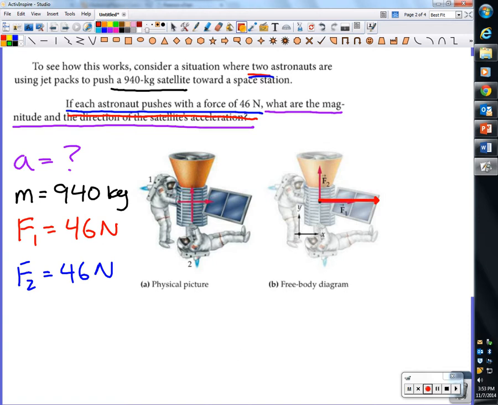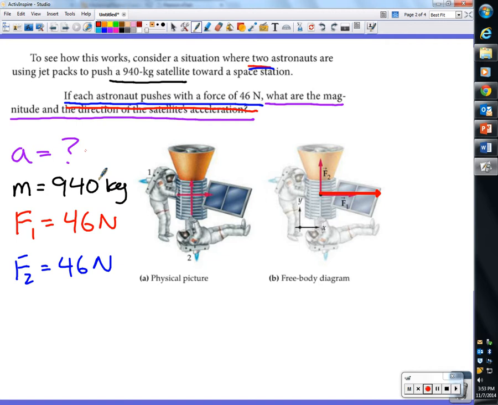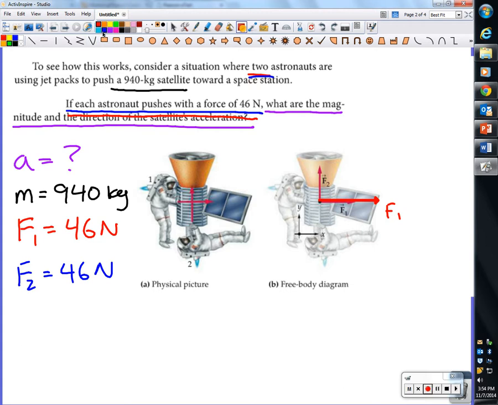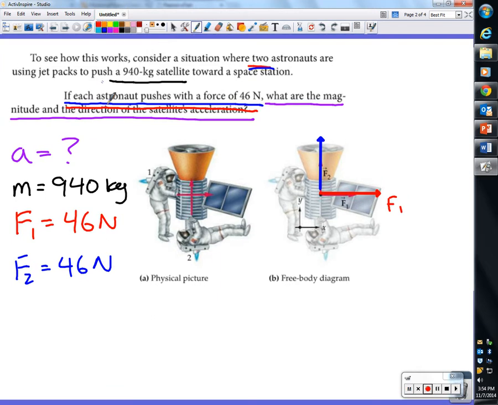That right there will represent force 1, and this right here will represent force 2, just like in your picture, but now I got them color-coded, and that'll be important a little bit later. Okay?